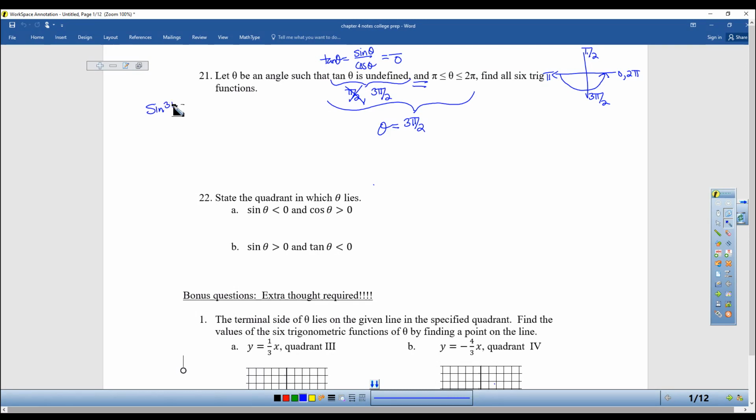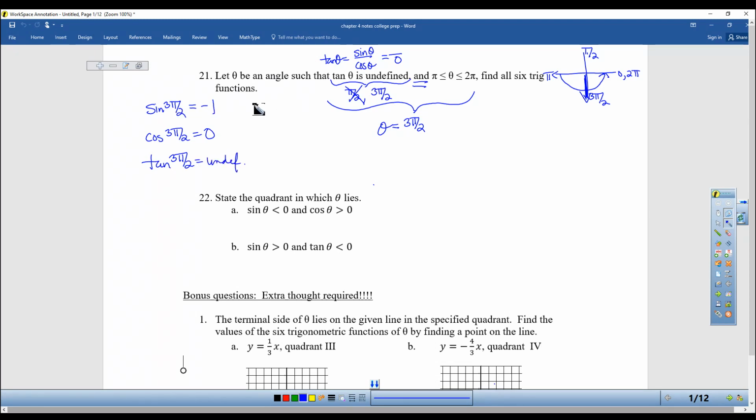So sine of 3 pi halves, it is a quadrantal. It's on your chart. Sine of 3 pi halves is -1. Cosine of 3 pi halves is 0. And obviously tangent of 3 pi halves is undefined.